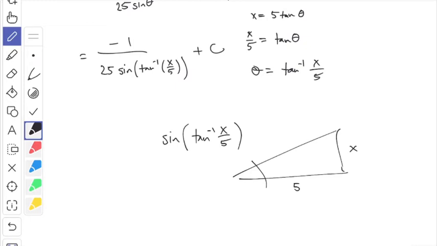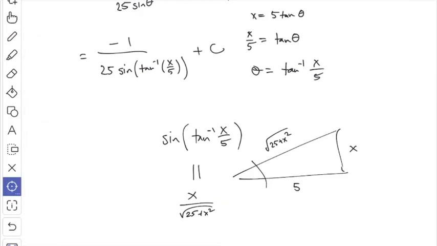And now I want to know what is the sine of that. It's the opposite over the hypotenuse. The hypotenuse in this case will be square root of 25 plus x squared. That's the Pythagorean theorem. And then the sine of this is x over that square root. This is the opposite over the hypotenuse. From that angle, the opposite is x, and the hypotenuse is square root of 25 plus x squared. All right, so this goes right here.